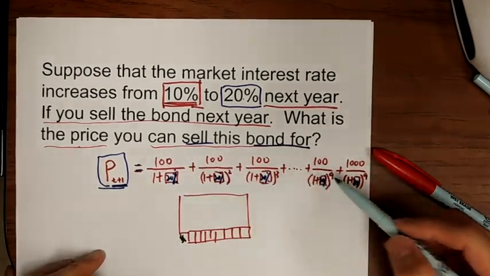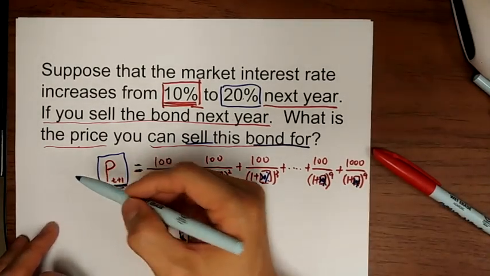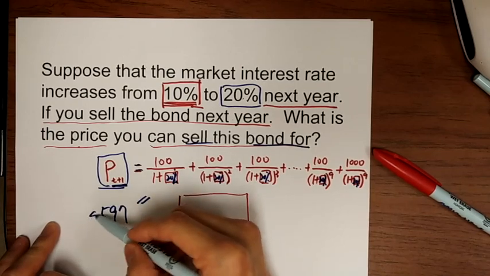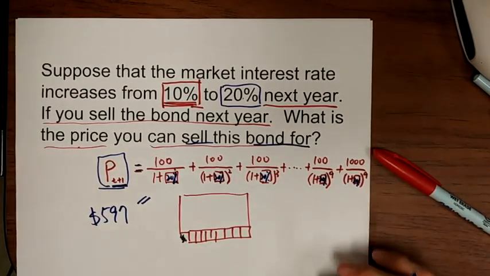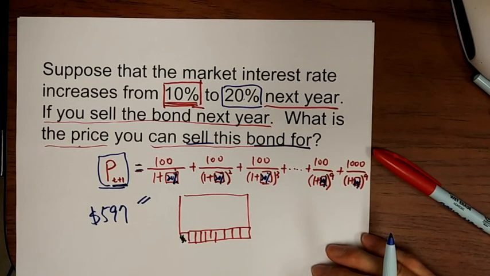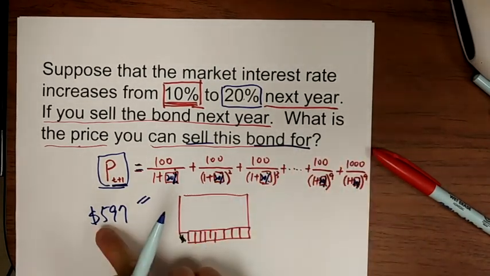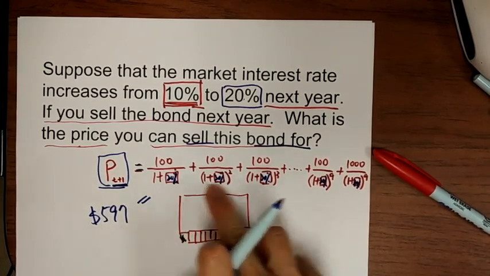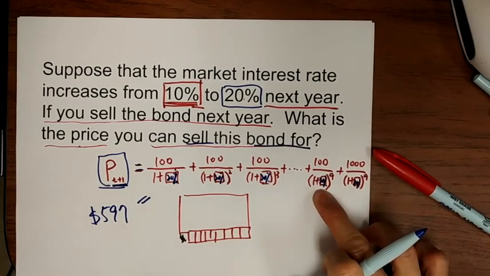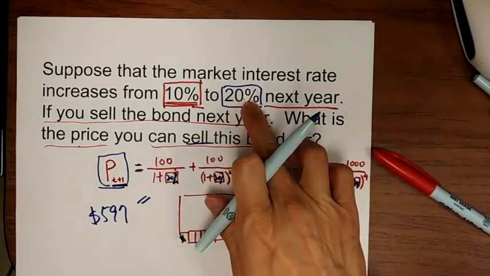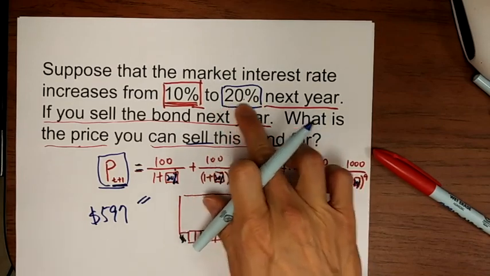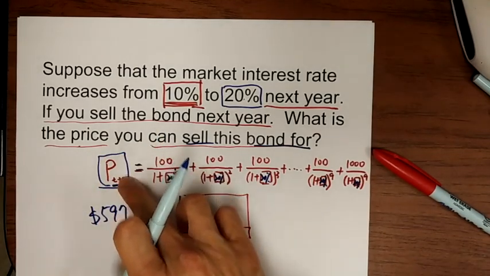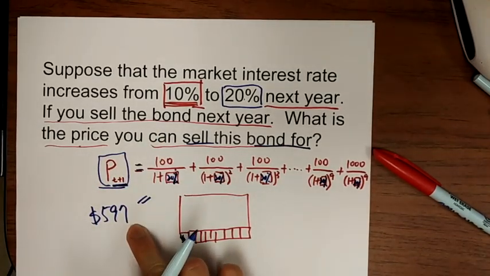So when you punch it into your calculator, the answer is $597. So he is willing to pay you $597 so that he will earn a 20% interest rate, just like everybody else in the market next year. Market interest rate 20%. So you can only sell your bond for $597 next year.